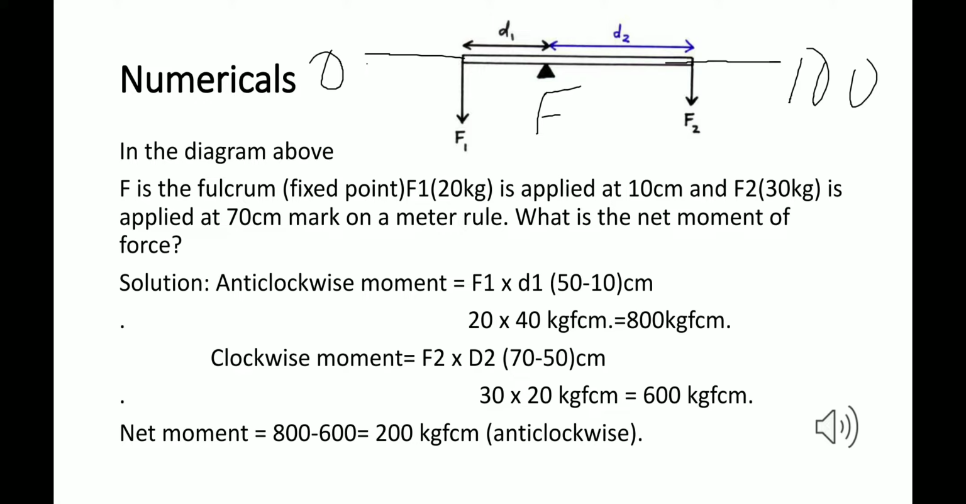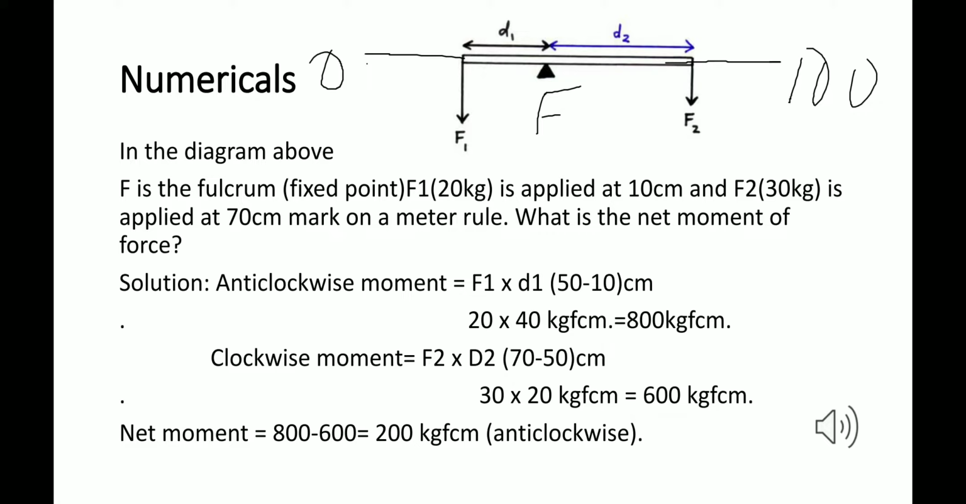F1 is the force which is being applied downwards, and the magnitude of force is 20 kgf. And it is applied at 10 centimeters, that is from 0, at 10 centimeters this force has been applied. And F2, the magnitude of F2 is 30 kgf and is applied at 70 centimeter mark on the meter rule. The question is, what is the net moment of force?